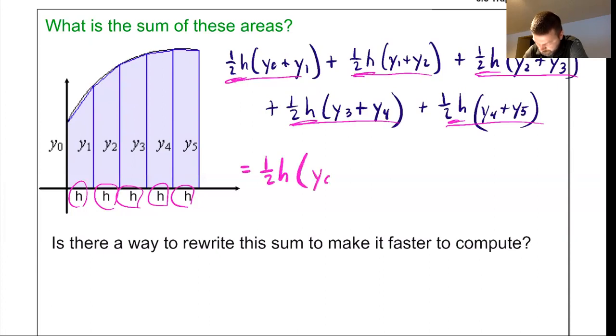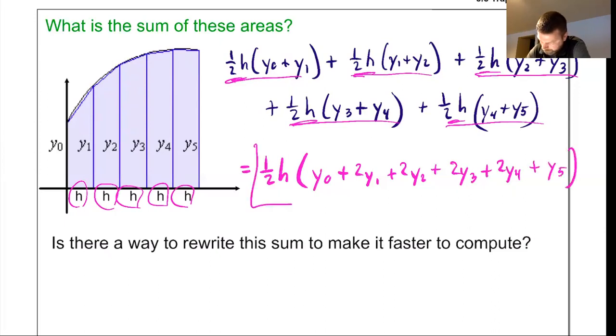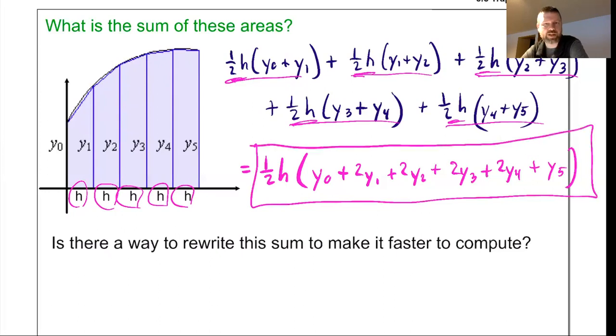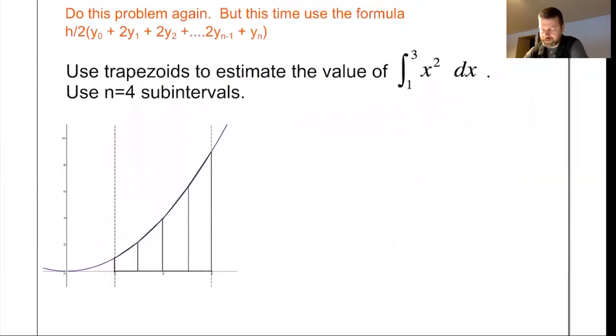There'd be a single y sub 0, but you'll notice the y sub 1s happen twice, the y sub 2s happen twice, and so do the y sub 3s, all the way up to the last one. So it'd be y sub 0 plus 2 y sub 1s, 2 y sub 2s, etc., all the way up to a single y sub 5. And that could be a single computation I could do to find the area of those 5 trapezoids instead of doing 5 separate ones. We're going to try that with this same problem.